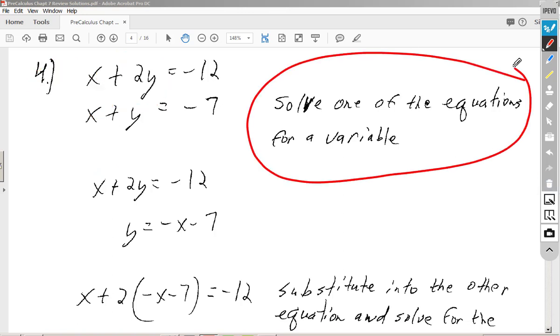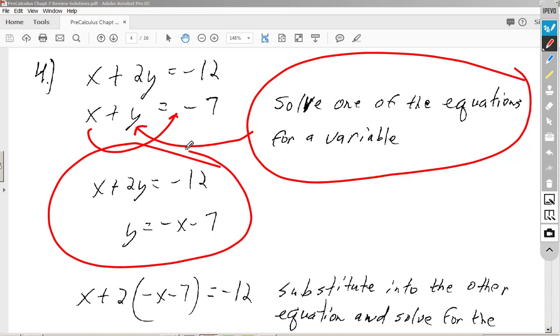I went ahead and decided to solve this second equation for my variable y. So when I do that, that means my x is going to move to the other side. And so that's going to leave me with my new set of equations: x plus 2y equals -12. So the first equation stays the same. And now my second equation is y equals -x minus 7.